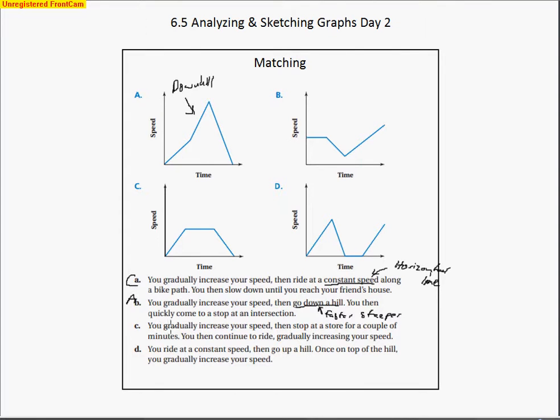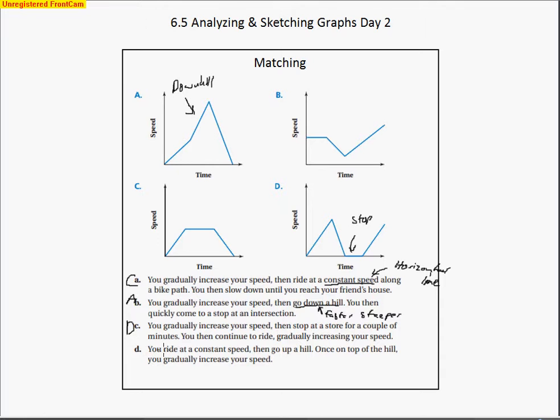And then you gradually increase your speed, then stop at a store for a couple hours. Okay, so we gradually increase our speed. Now, they didn't say, but then when we go to the store, we have to slow down. So we couldn't just go to the store and then automatically stop. So you have to have this descent, and then this is where we stop for a while. And so we stopped and rested, so we would say letter D goes with letter C.